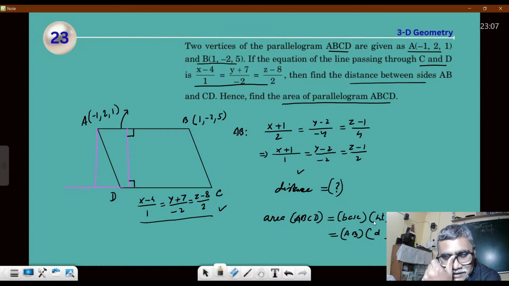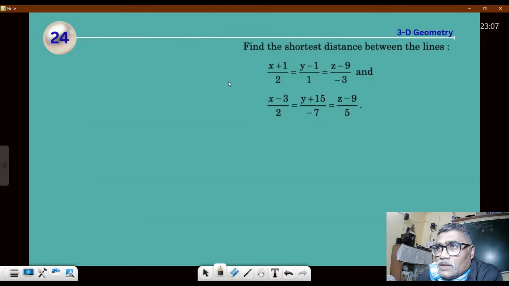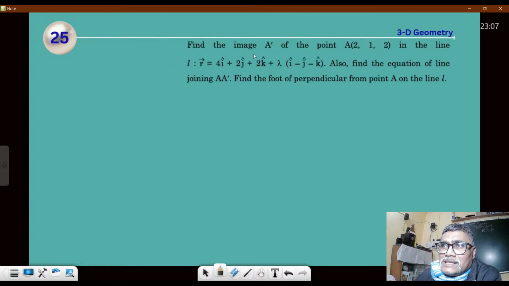I'm not saying it is difficult. Please try to understand. Good. Find the shortest distance between these lines, right? These are left for you. You will do it directly. Direct questions. Okay, find image A dash of this point in this line.